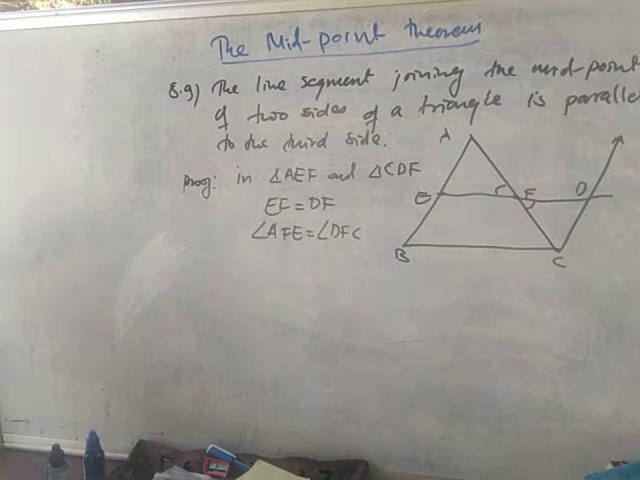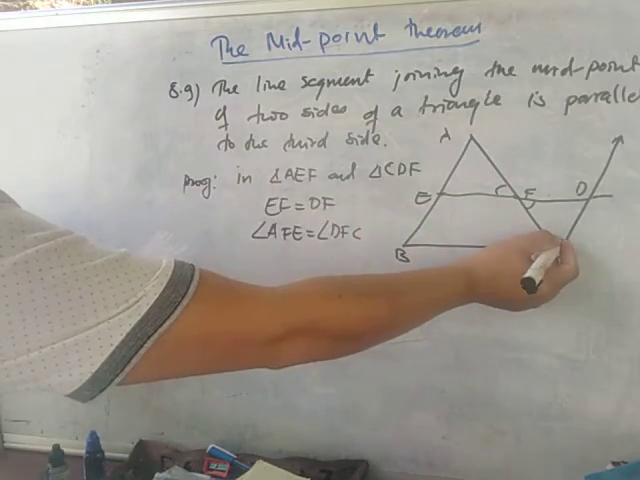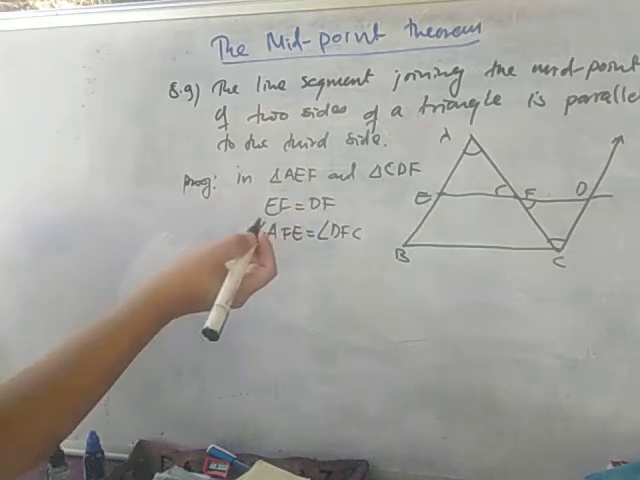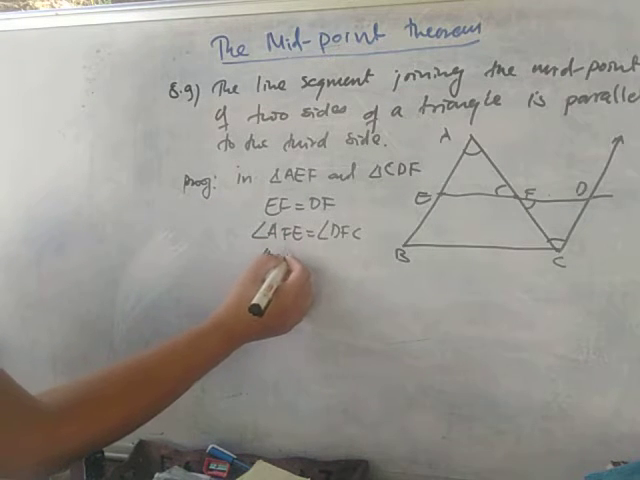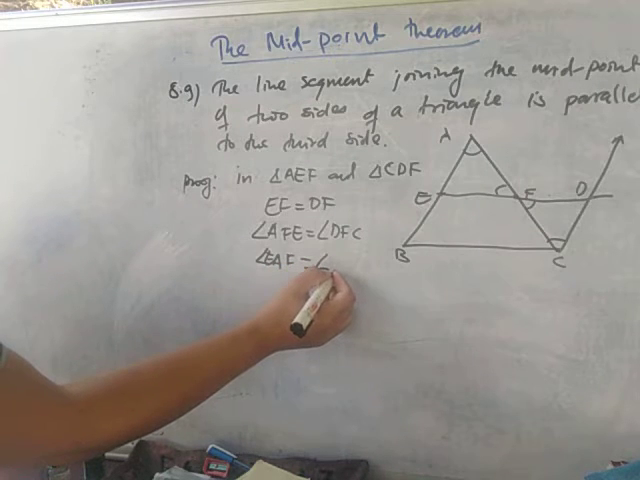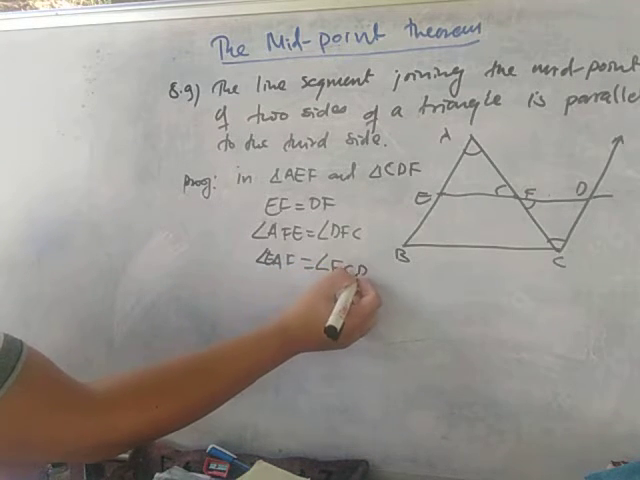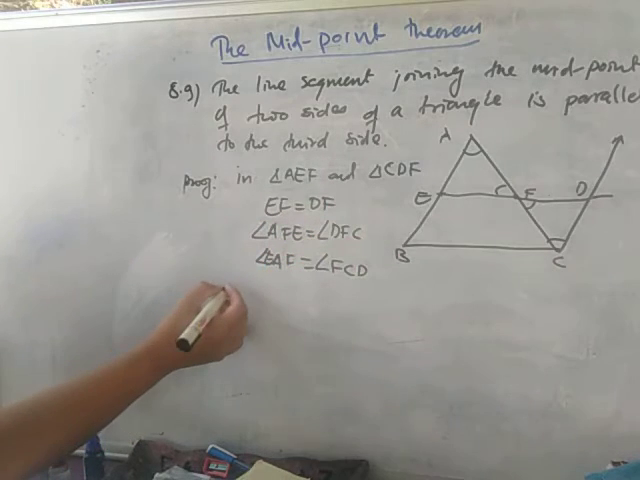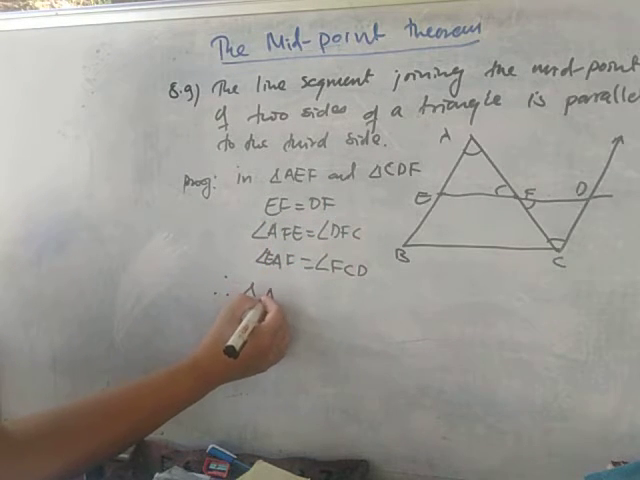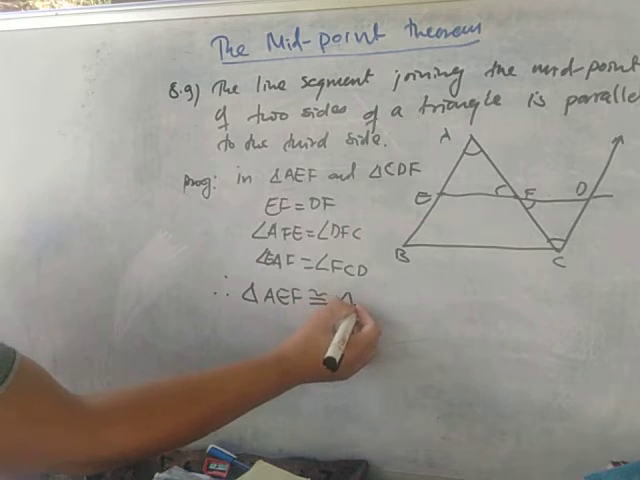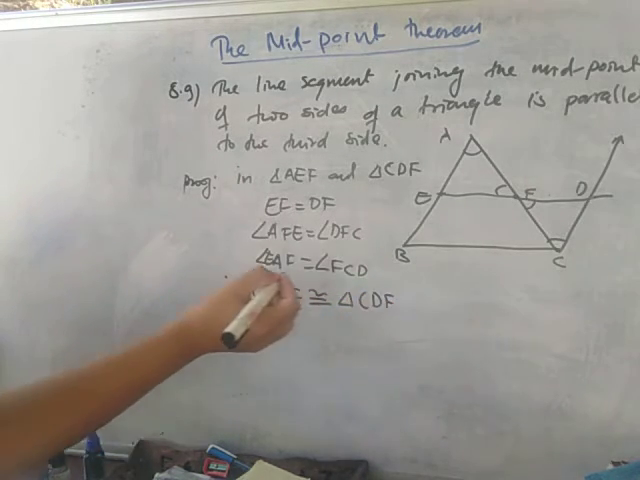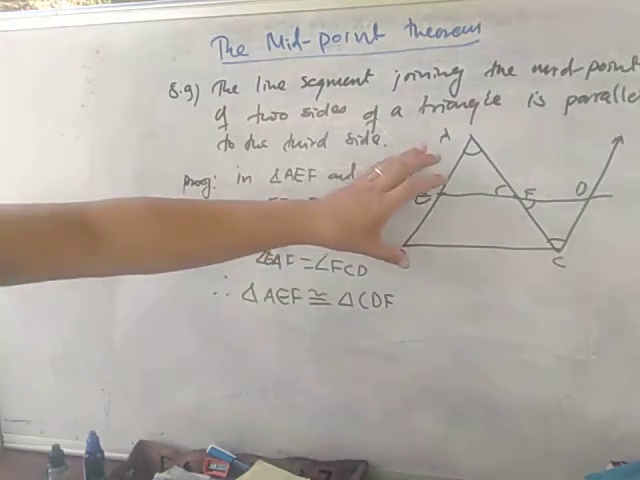Next, these two angles are also equal, isn't it? These angles and this angle are alternate angles. So angle EAF equals angle FCD, alternate angles, isn't it? So therefore triangle AEF is congruent with triangle CDF. So these two triangles are congruent.